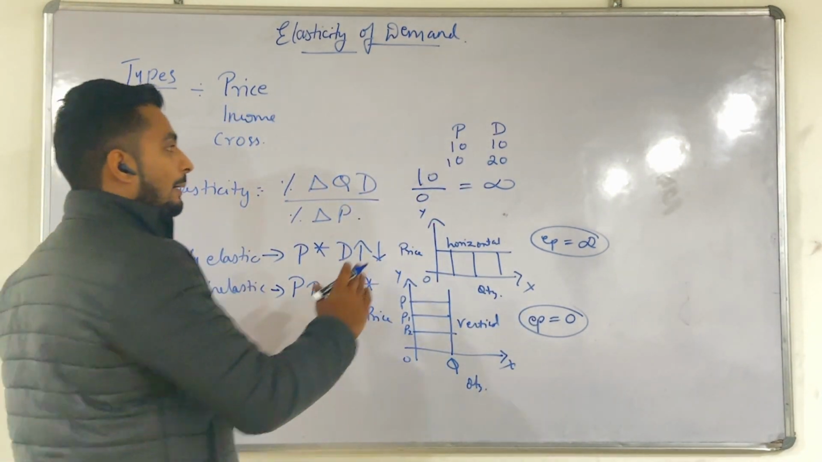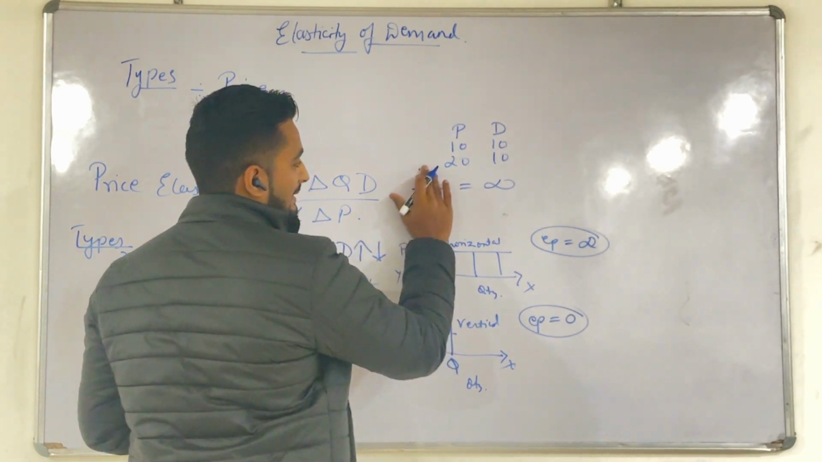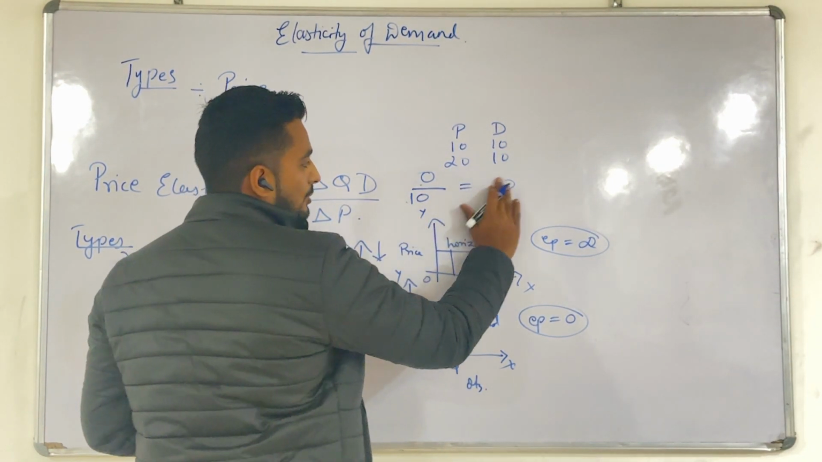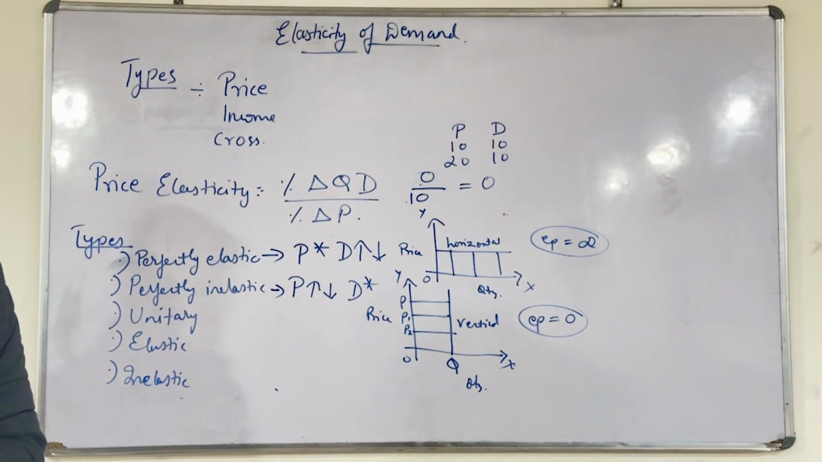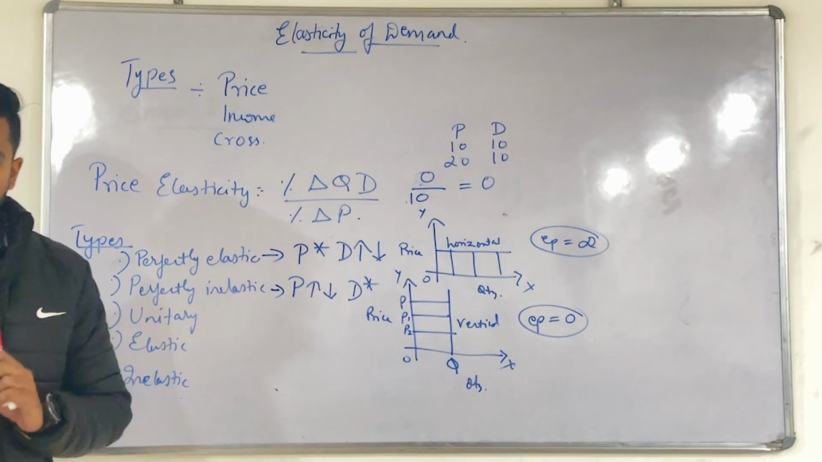Why is it 0? Because in this case price increases and demand remains the same. So change in demand is 0 and change in price is 10. So the formula will be 0 upon 10, which is 0. So EP will be equal to 0. This is known as perfectly inelastic demand.